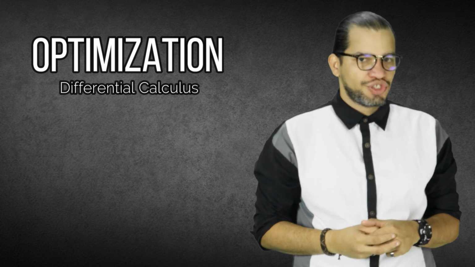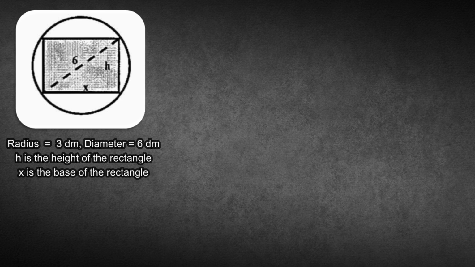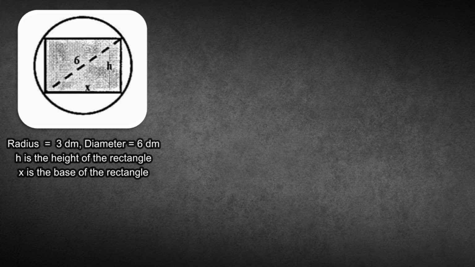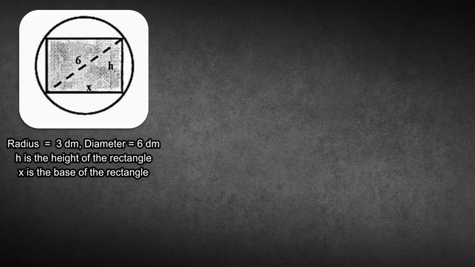Today, we delve into the pinnacle of calculus as we demystify optimization problems. Consider the following problem. From a log of wood that has a circular section with a radius of 3 decimeters, it is required to obtain a rectangular section plank. What dimension should the rectangle have if we want it to have maximum area?